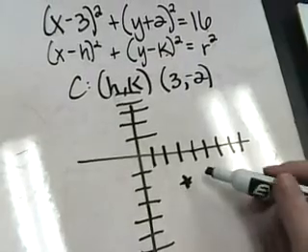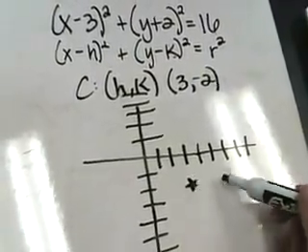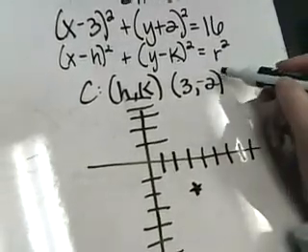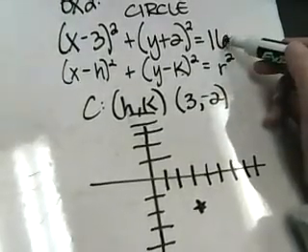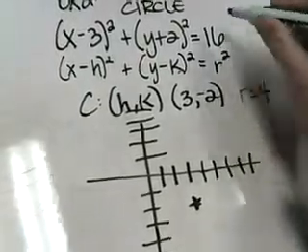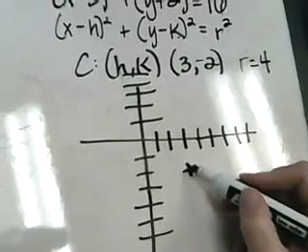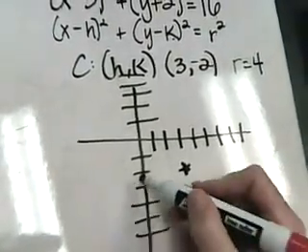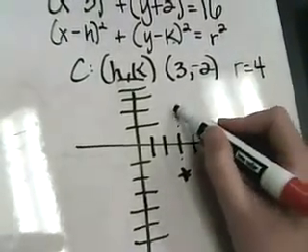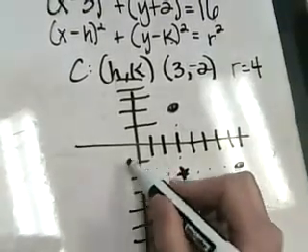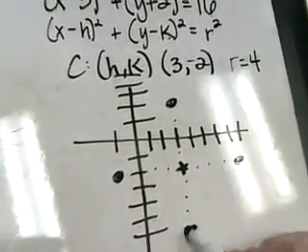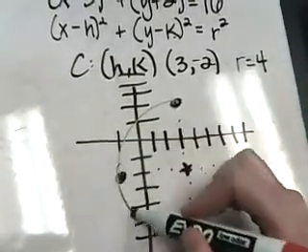Next step says, using the radius, plot 4 points from the center. That means I need a point to the right, I need a point up, I need a point to the left, and I need a point down. And it says using the radius. Well, we know that r squared is 16. So what would plain old r be? Well, what's the square root of 16? It's 4. 4 squared is 16. So that means from the center, I'm going to count 4 out to the right, 4 up, 4 left, and 4 down. There's my 4 points from the center. Now I'm ready to draw my circle.